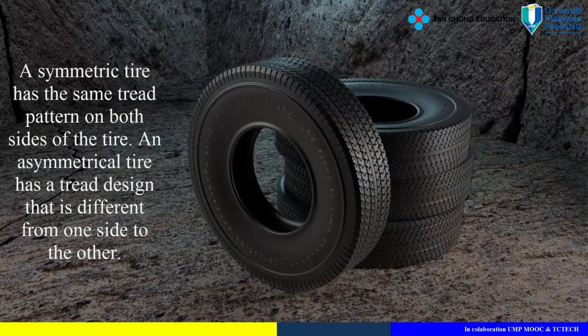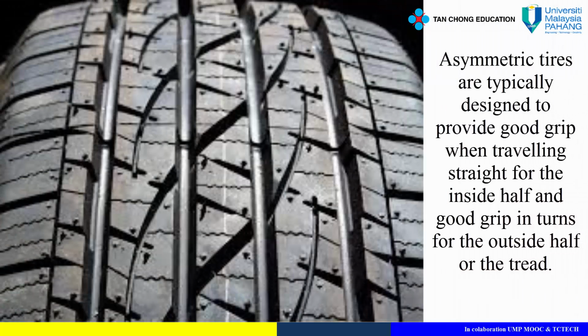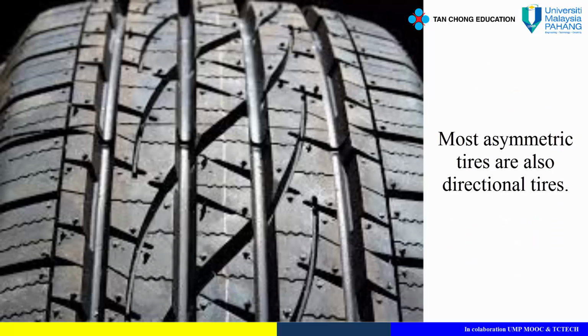A symmetric tire has the same tread pattern on both sides of the tire. An asymmetrical tire has a tread design that is different from one side to the other. Asymmetric tires are typically designed to provide good grip when traveling straight for the inside half, and good grip in turns for the outside half of the tread. Most asymmetric tires are also directional tires.